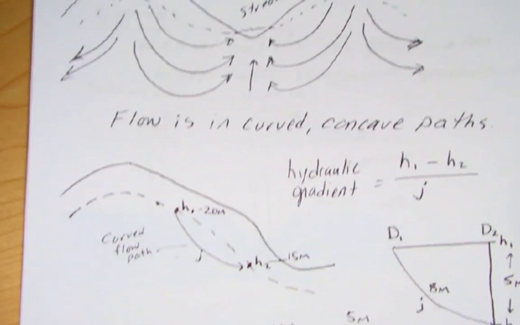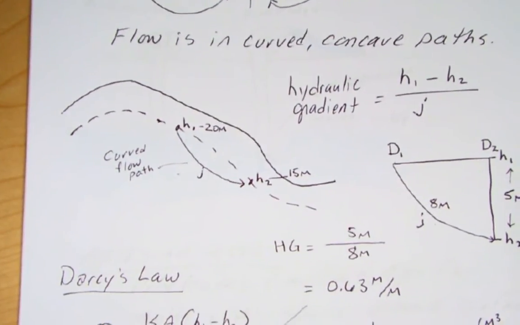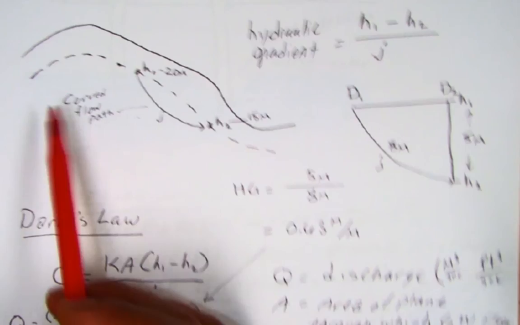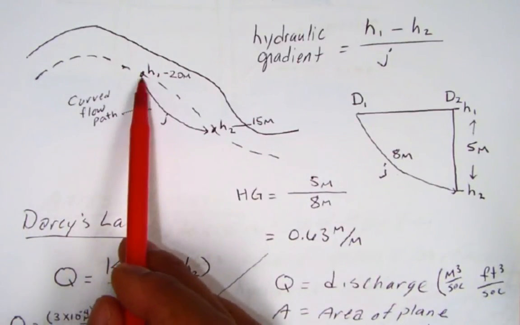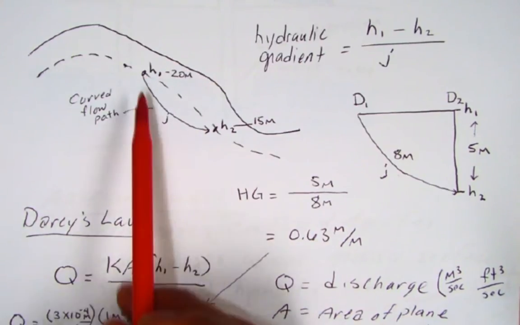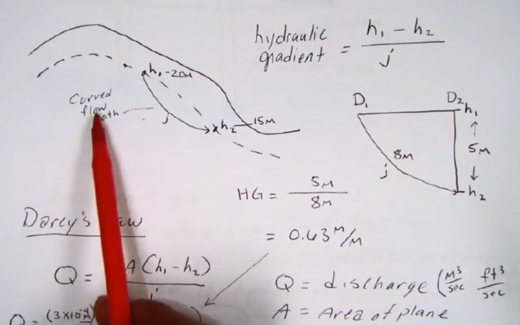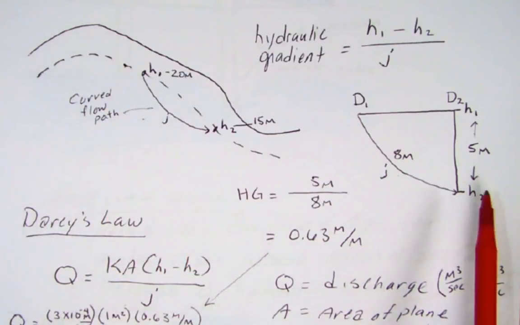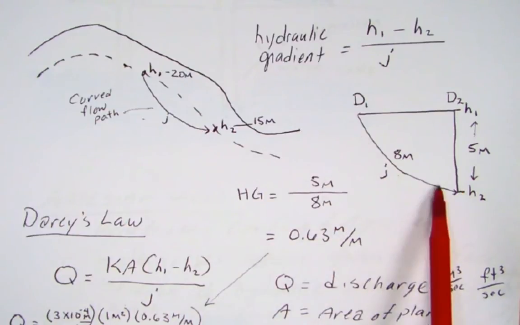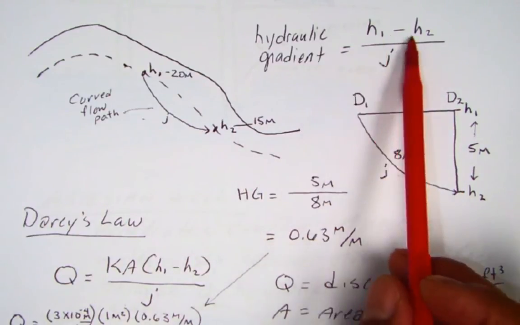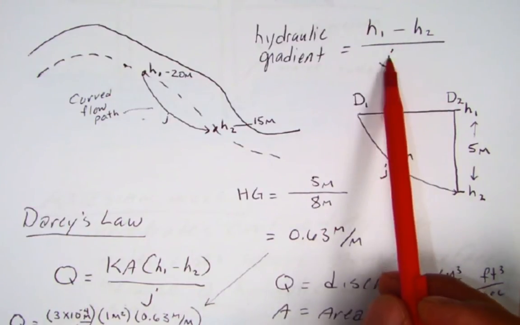Now let's look at this concept of a hydraulic gradient. Let's imagine we have the water table here, right? 2 points, point H1 and H2. And then the distance or the flow path that water will take is this curved path, and we'll call that distance J. So I've sort of drawn it over here, this distance J. And so the hydraulic gradient would be the pressure differential between these 2 points divided by the distance.